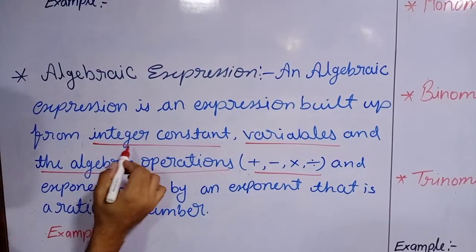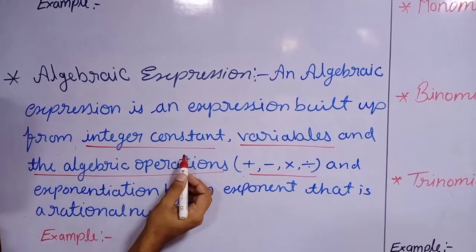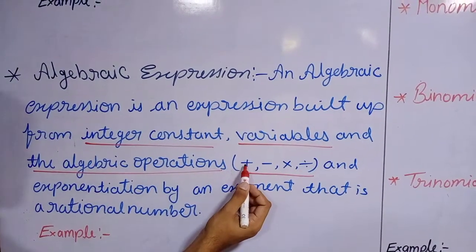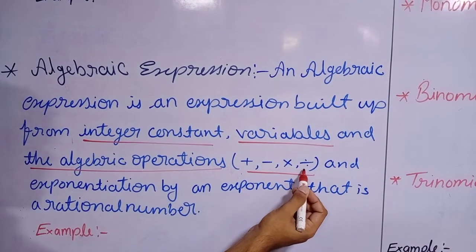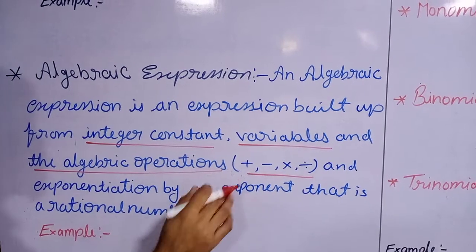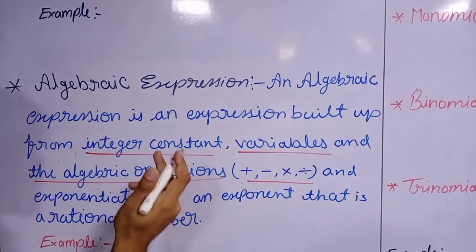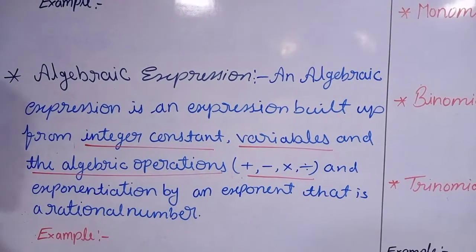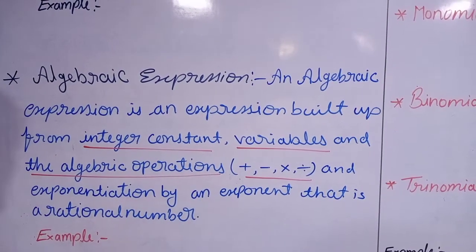So here we can see that integer constants are here, variables are here, and algebraic operations are addition, subtraction, multiplication and division. It is not necessary that each and everything should be there, but there should be a constant, a variable, and algebraic operations. So that is called an algebraic expression.